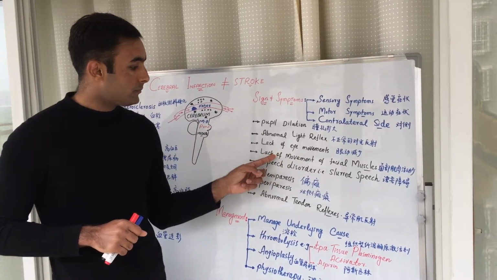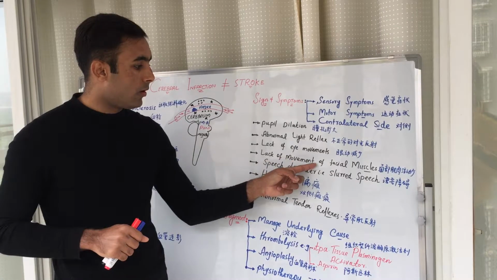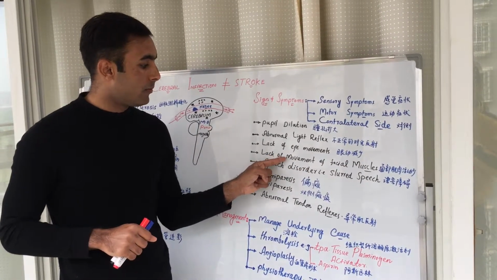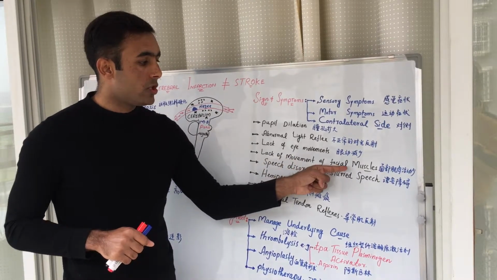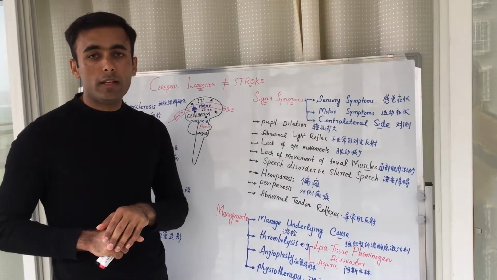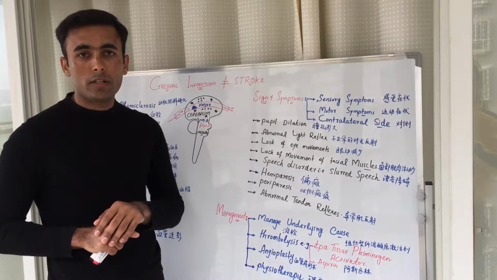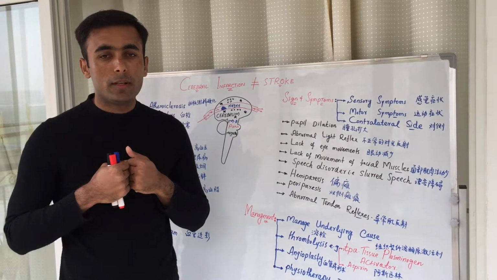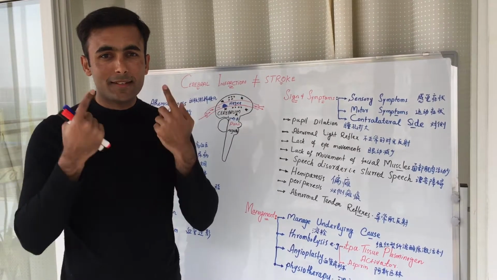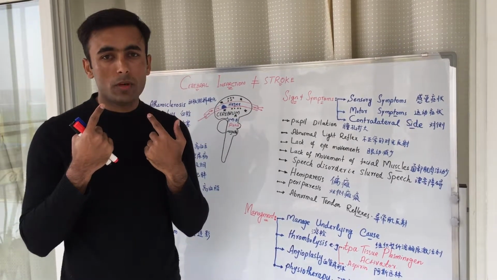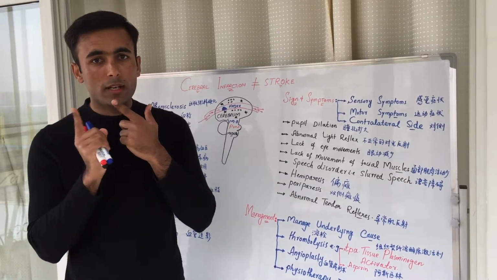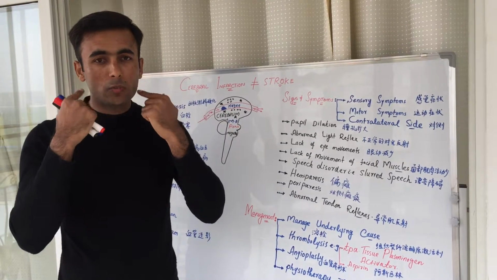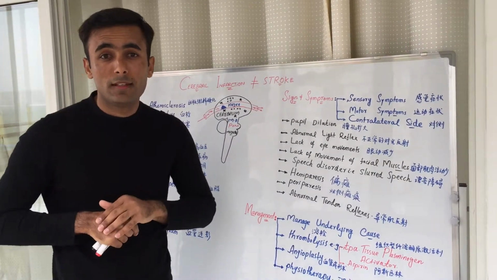And then another is lack of movement of facial muscles. The patient with cerebral infarction loses the movement of their facial muscles. For example, if you ask them to smile, they cannot smile. Or if you ask them to smile, one side will go to the other side and this side is not moving. So they cannot show the expressions of their face.